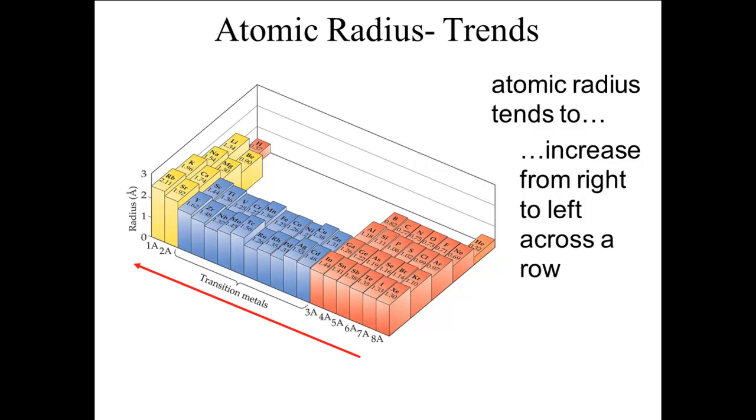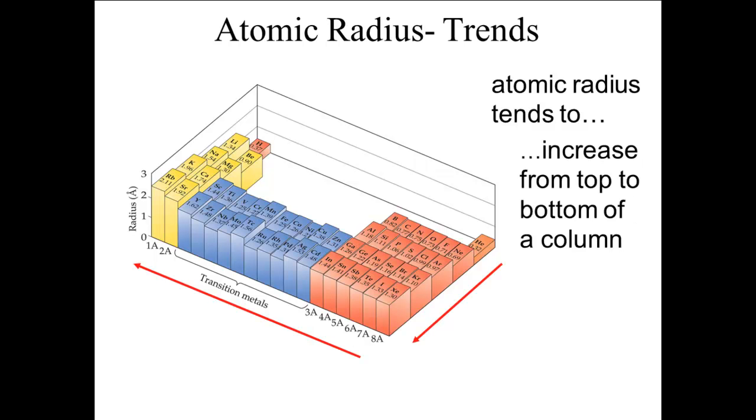As we go from left to right across a row, the atomic number increases, and therefore the number of protons in the nucleus increases. The outermost electrons, the valence electrons, are in the same shell for all the atoms in a row, but are attracted by more and more protons, and so are pulled closer to the nucleus as the number of protons increases. This makes the atom smaller.